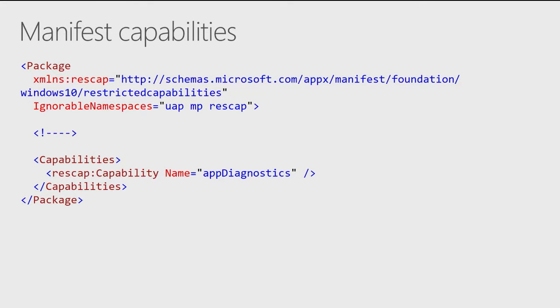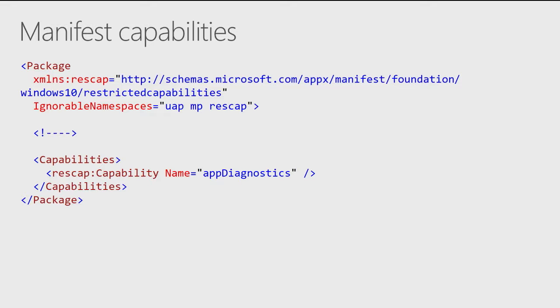Oh, and manifest capabilities, I should have called out when I was looking at the sample code, but the app that uses this API must use this restricted capability, the app diagnostics restricted capability. And that ties into the user prompt and the settings page. So none of that works unless you have this in place. And the API itself won't work unless you use this.